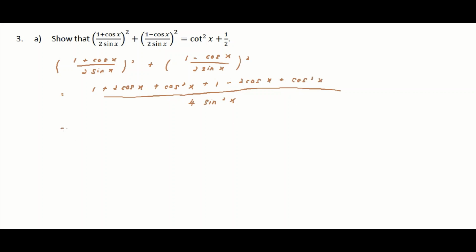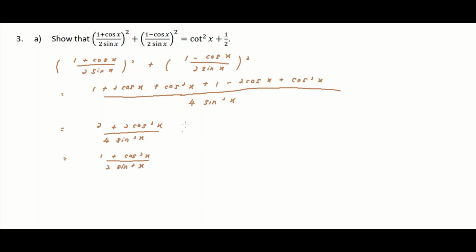Okay, so we can continue. Let's solve the part where we can. 1 plus 1 is 2, and 2 cos x minus 2 cos x gives you 0, and plus 2 cos square x. For the denominator, it's still the same. Since they all have the factor of 2, we can factorize them. So I'll get (1 plus cos square x) divided by 2 sine square x.